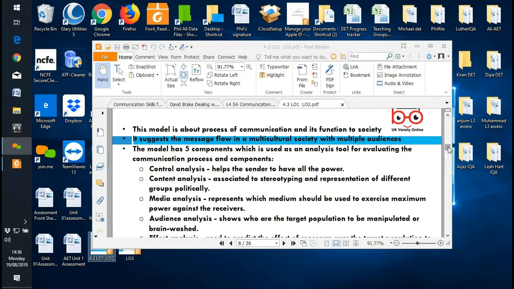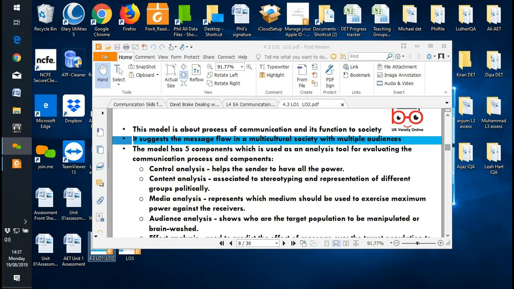So Laswell's model is about the process of communication and its function to society. It suggests that the message flow is in a multicultural society with multiple audiences. The model has 5 components which are used as an analysis tool for evaluating the communication process and its components. Control analysis helps the sender have all the power. Content analysis, associated with stereotyping and representation of different groups politically. Media analysis, which represents the medium that should be used to exercise maximum power against the receivers.